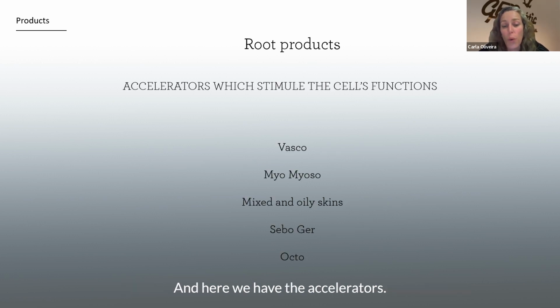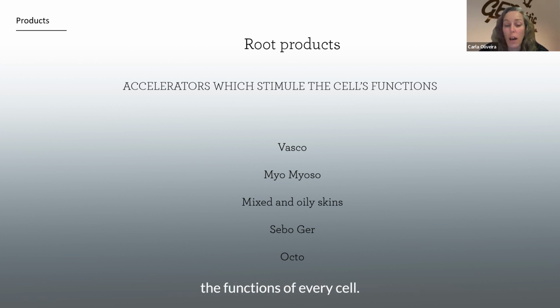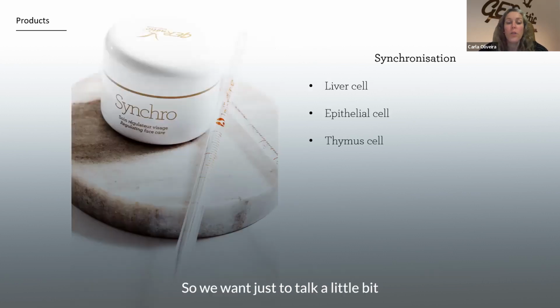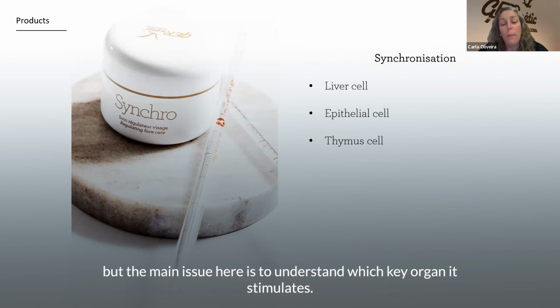And here we have the accelerators. They are the ones who are going to stimulate the work of a cell, the functions of every cell. We have Vasco, Myo Myoso, mixed and oil skin, Sebo and Octo. So we're going just to talk a little bit, and it's not too long, about every product. But the main issue here is to understand which key organ it stimulates.